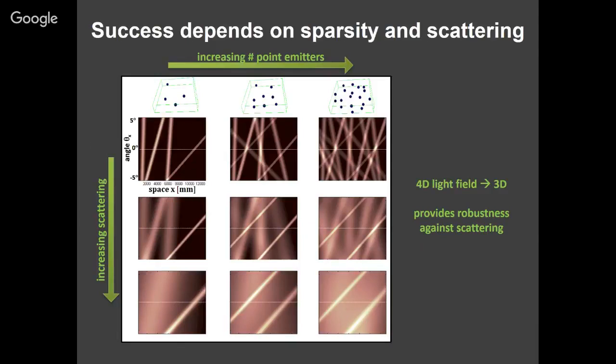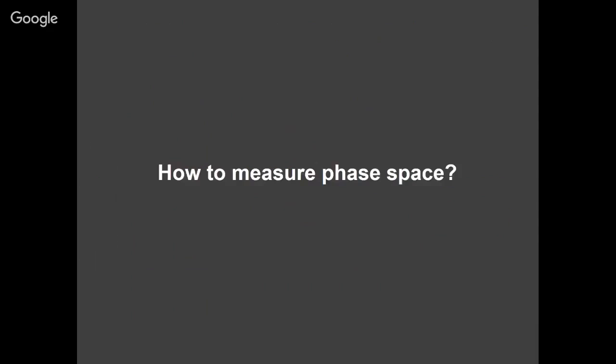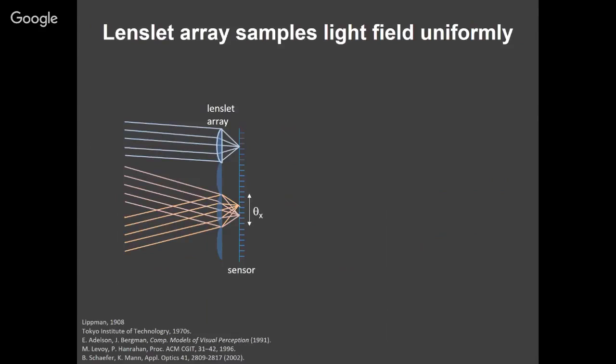And I've been talking about all of this as if we just have these phase-space measurements, but measuring 4-dimensional things is obviously not that trivial. So how do you measure this phase space or light field data so that you can solve these inverse problems? The traditional way of doing it is with light field sensors, putting a lenslet array in front of a sensor.